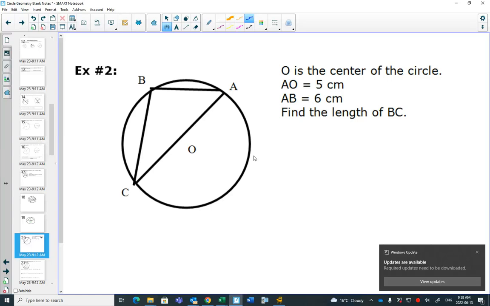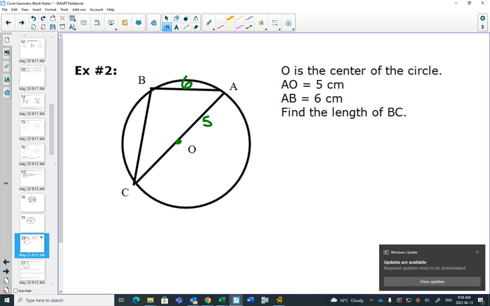Okay, example 2. What's going to happen in these circle questions is you have to know your properties and you have to be able to take information and label things. So in this question, O is the center of our circle. AO is 5, so I know from here to here is 5. I know from A to B is 6.